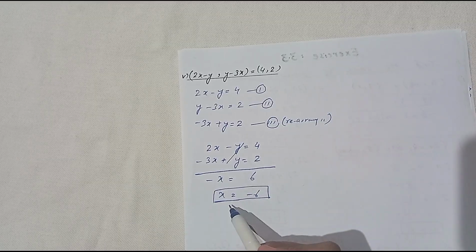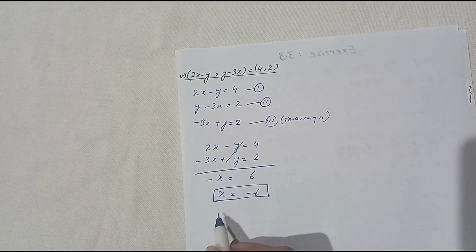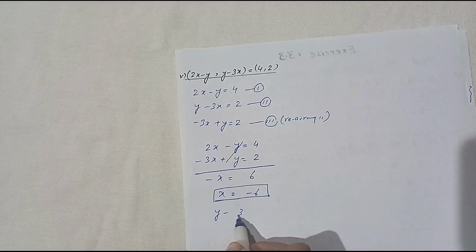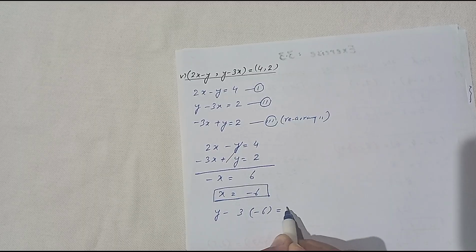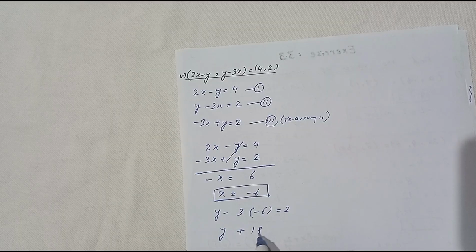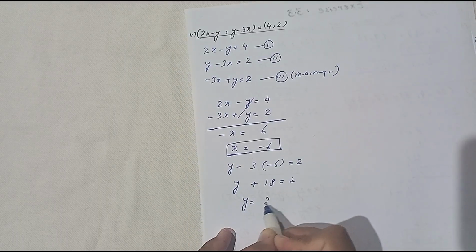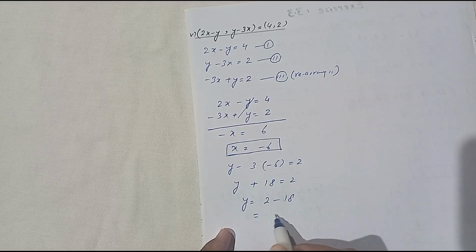Now put the value of x in either equation. I put the value in the second equation. 6 threes are 18, minus minus is plus. So here the value of y is 2 minus 18, that is minus 16.